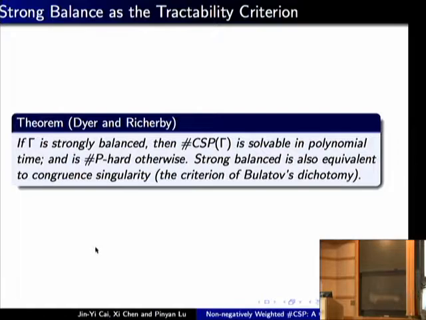It also turned out that this is equivalent to the notion of congruence singularity, which should not come as a surprise, because if you can find a proof of a dichotomy with a different criterion, then something terrible happens.